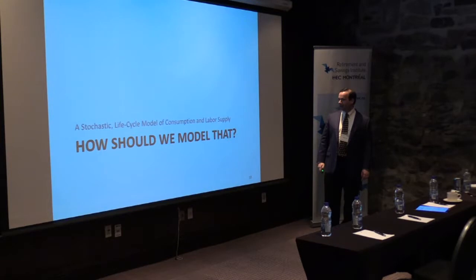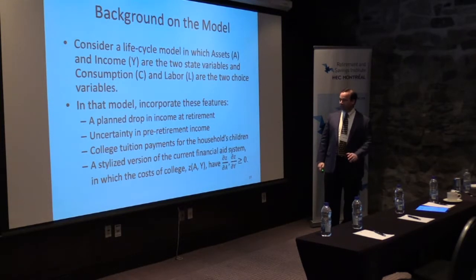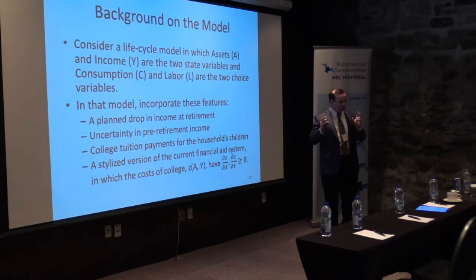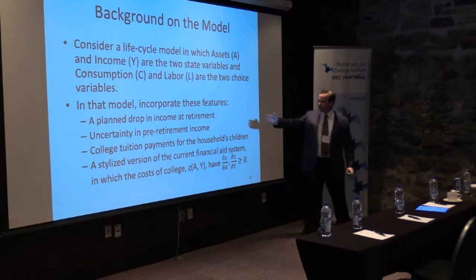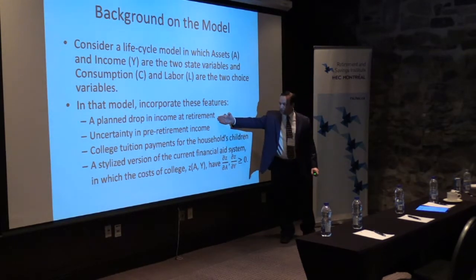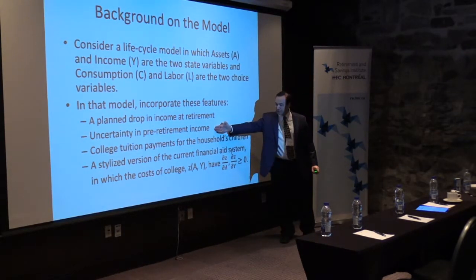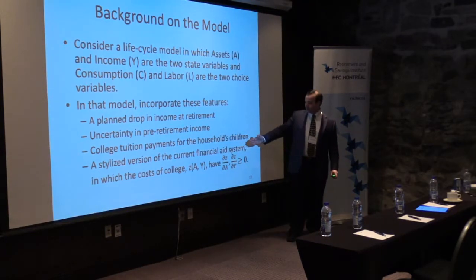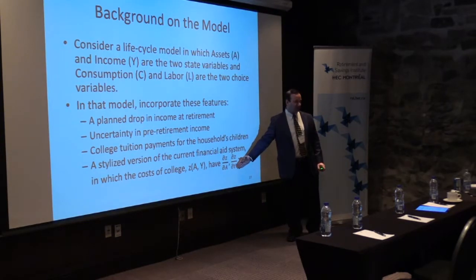Okay, and so how do we model that? I'm going to have a life cycle model with 2 state variables, assets and income. Lucky for me, they line up almost exactly with what goes into the formula. There's going to be within each period 2 choices, consumption and labor supply. The key parts of the budget constraint are that there's a planned drop in income at retirement, there's uncertainty in pre-retirement income, there's college tuition payments for the household's children, and there's a stylized version of the financial aid model in there.